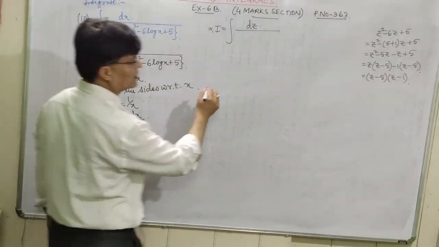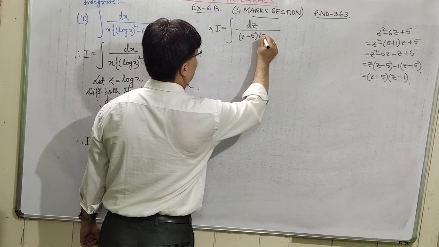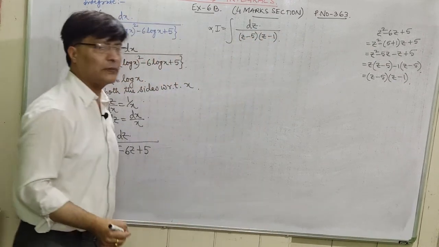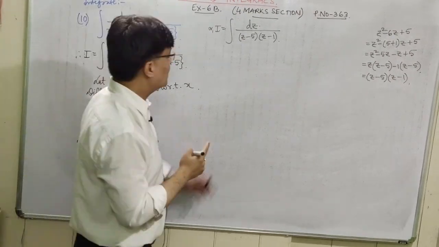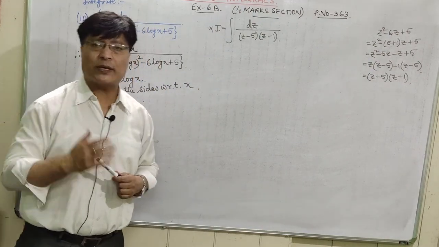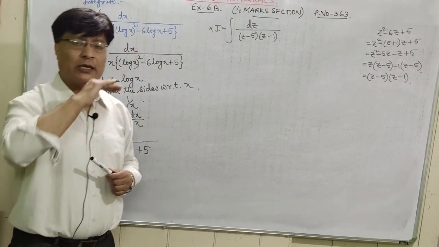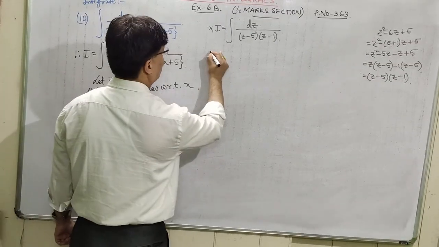So what is this factorization? It is z minus 5 into z minus 1. So I think you have understood it. Okay. So let us convert this fraction, that is 1 upon z minus 5 into z minus 1. This is the product of two fractions. So let us convert it into partial fraction form. Okay. So you know partial fraction.